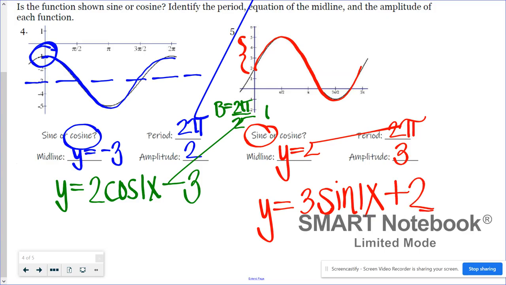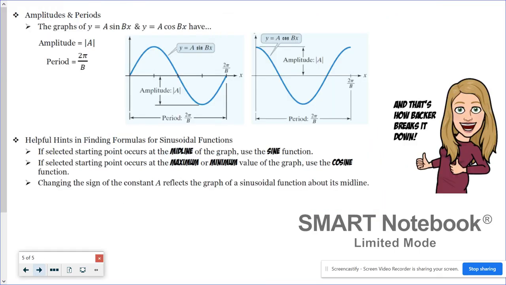And so here, very basic, sine, cosine, their functions, what they look like. So here you have 1 full cycle of sine, 1 full cycle of cosine. This is in their standard position, so not flipped. The amplitude is equal to the absolute value of that a term. The period can be found by dividing 2 pi by b. If the starting point is on the midline, it's sine. If it's at the max, it's cosine, and just pay attention to whether or not it's been flipped. And that's how Backer breaks it down.